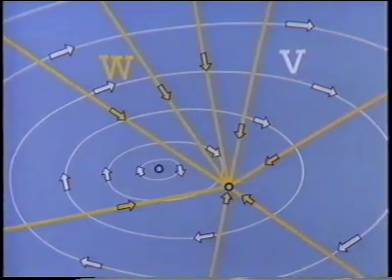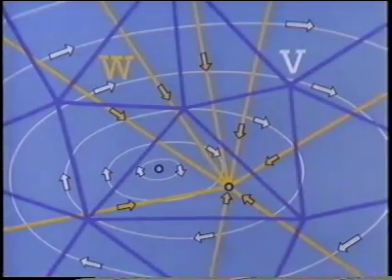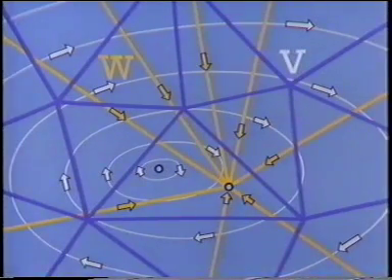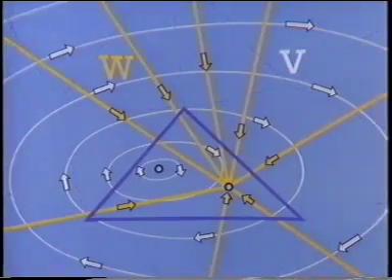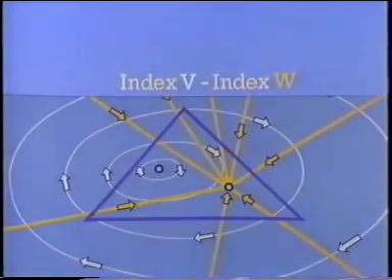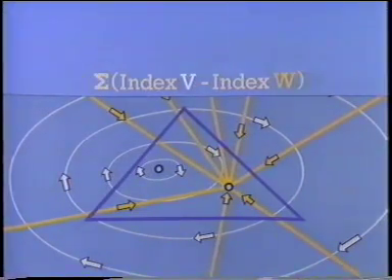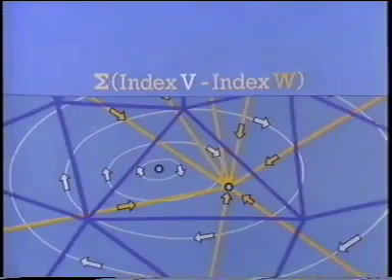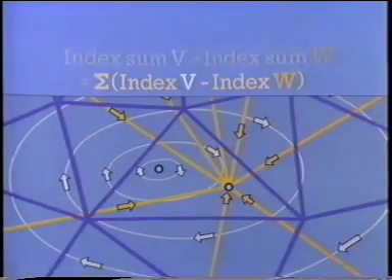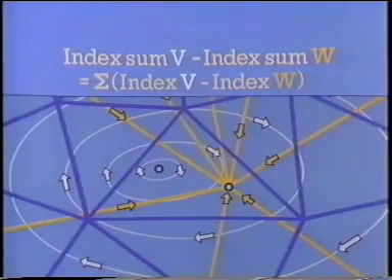To prove V and W have the same index sum, we first choose a triangulation of the surface which avoids the singularities. And we also make sure that each triangle contains at most one singularity of V and at most one of W. Then what we do is take each triangle individually and look at the difference of indices in that triangle. So when we sum this over all the triangles, we'll get the difference of index sums. And we want to prove that this is 0.